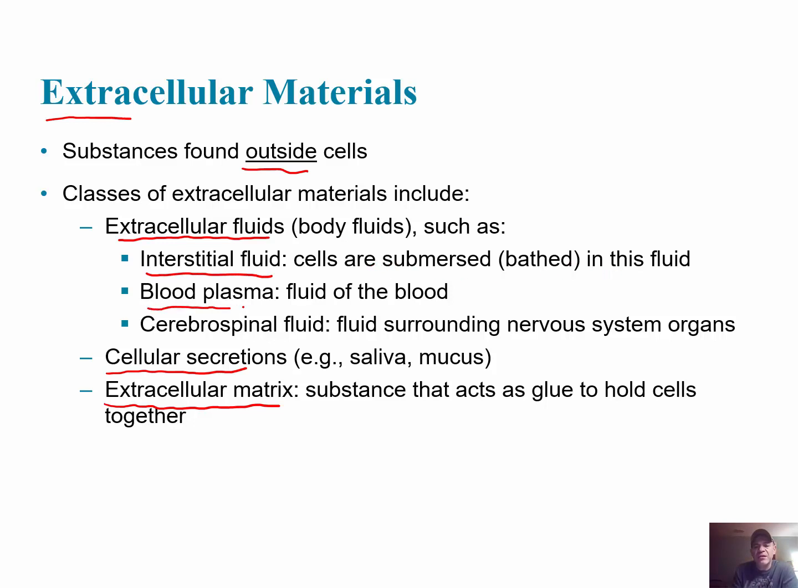Plasma in the blood, that's the fluid, or the liquid part of the blood. And cerebrospinal fluid, which is fluid surrounding the nervous system organs. Some cellular secretions include things like saliva and mucus. And the extracellular matrix are going to be substances that act as a glue to hold cells together.